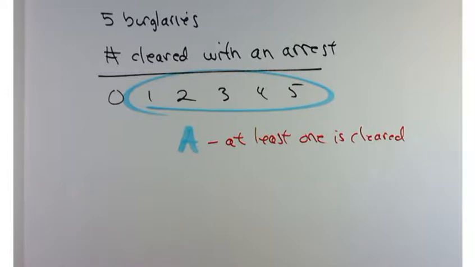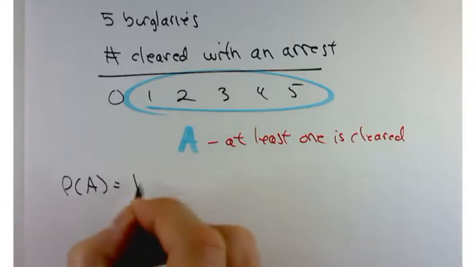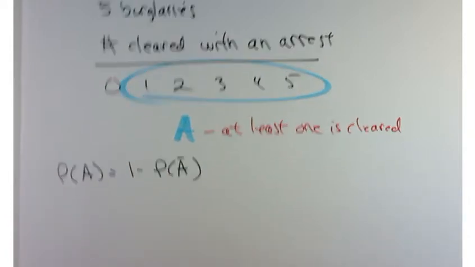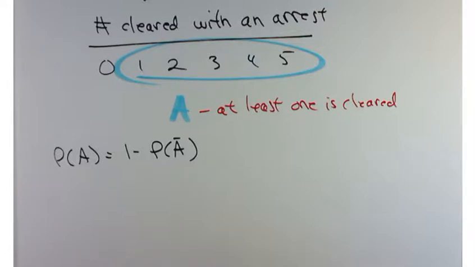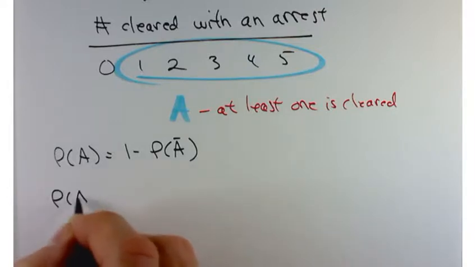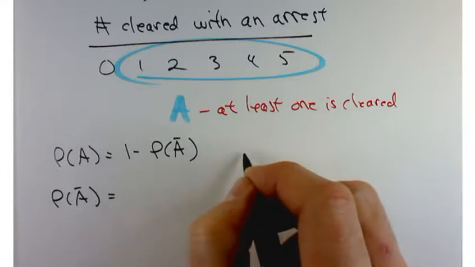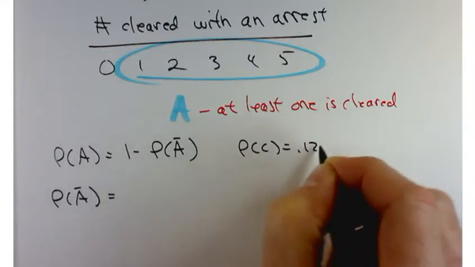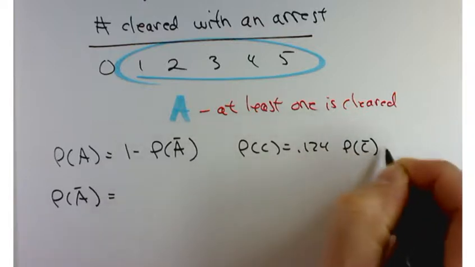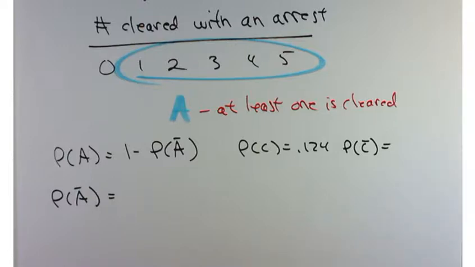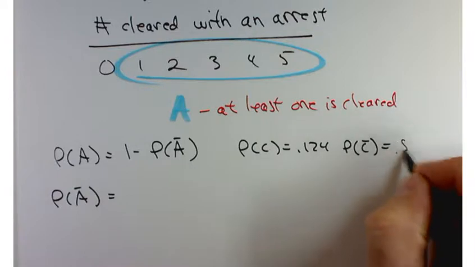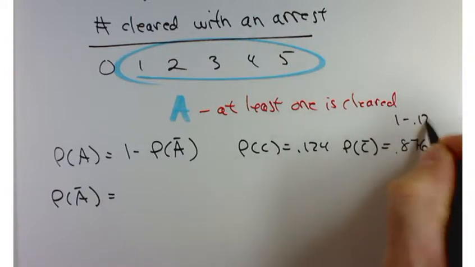So what else could we do? What other ideas? Yeah, you can use the complement. The probability of A is 1 minus the probability of not A, or A complement. So let's understand the probability of A complement. Keeping with my notation, we know the probability of one getting cleared is 0.124. What's the probability that something doesn't get cleared? Good. It's just 1 minus 0.124, 0.876.